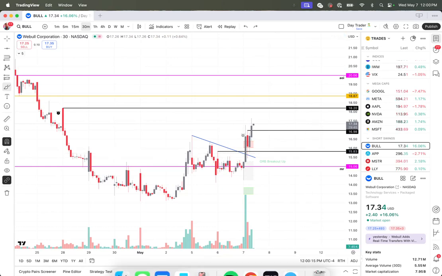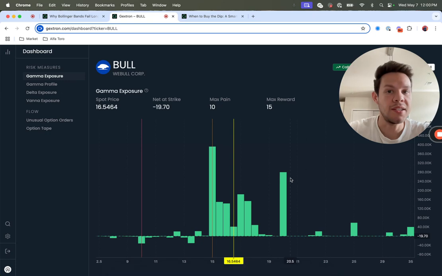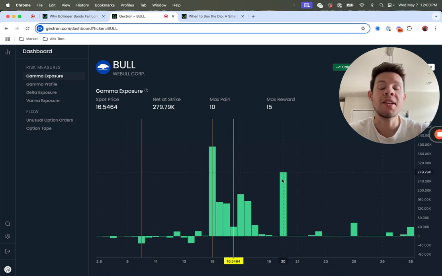Now this data changes all the time because the option pricing market is dynamic. It's never static. So the thing about Gextron is that it will stay updated throughout the entire trading day.